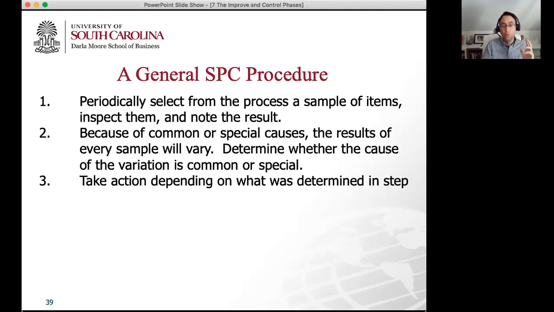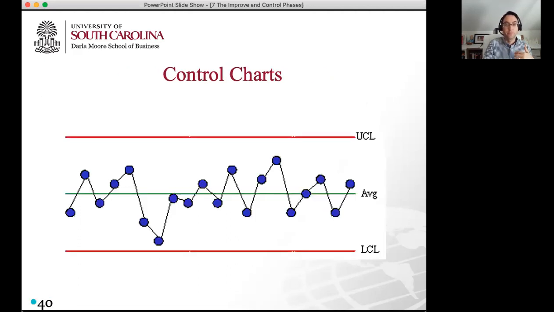So some industries are tighter on the specifications, and that's why they use these kinds of methods more than the other ones. So we want to select samples, understand if there's cause variation, and act as necessary. This is just an example of a control chart.